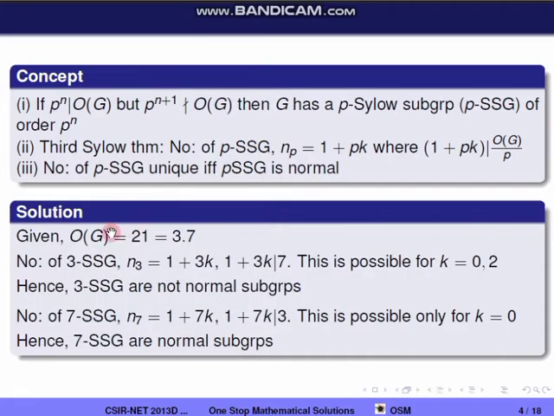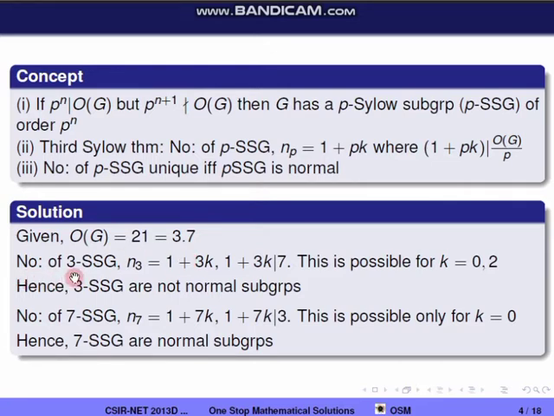So they are given the order of the group is equal to 21. I am prime factorizing it, so this is equal to 3 into 7. So we'll have 3-Sylow subgroups of order 3 and 7-Sylow subgroups of order 7. We will see which of them are normal.